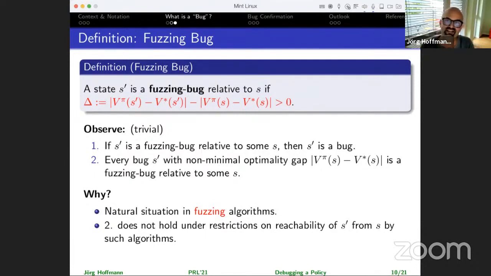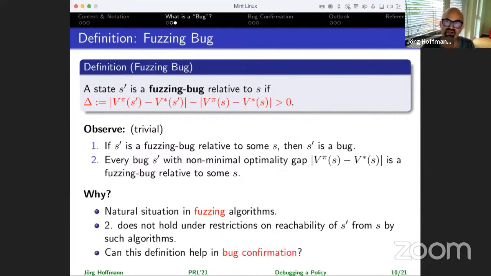Well, first, like I said, it's natural if you have a fuzzing algorithm. Second, the second observation here, number 2, doesn't hold under restrictions on the reachability of S prime from some state S. So there might be some state S somewhere in the state space compared to which S prime is a fuzzing bug, but actually reaching S prime from S might be quite difficult and not possible under a particular restriction to a fuzzing algorithm. So in practice, this definition gets a little bit meaningful.